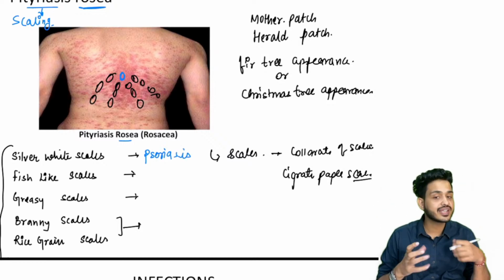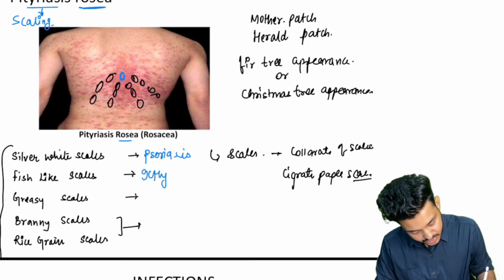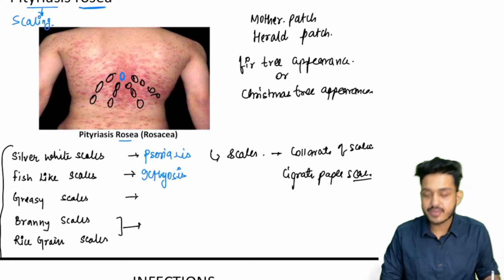Okay, fish like scaling. We have seen fish like scaling in which disease? We have seen it in ichthyosis. Ichthyosis itself means fish like.